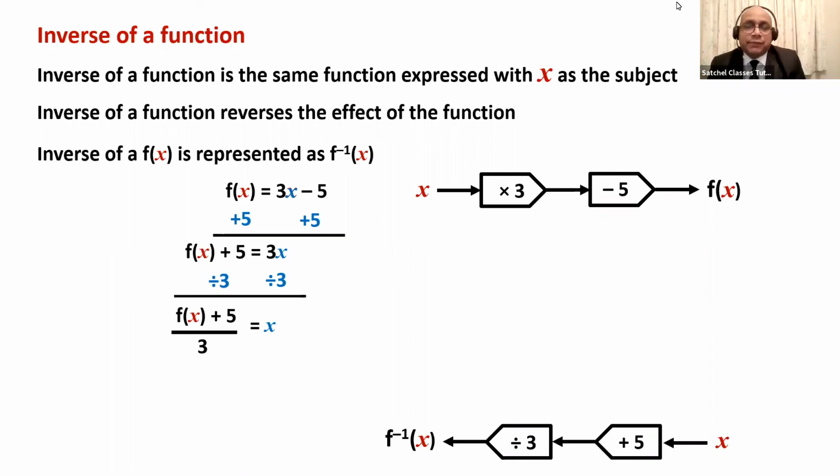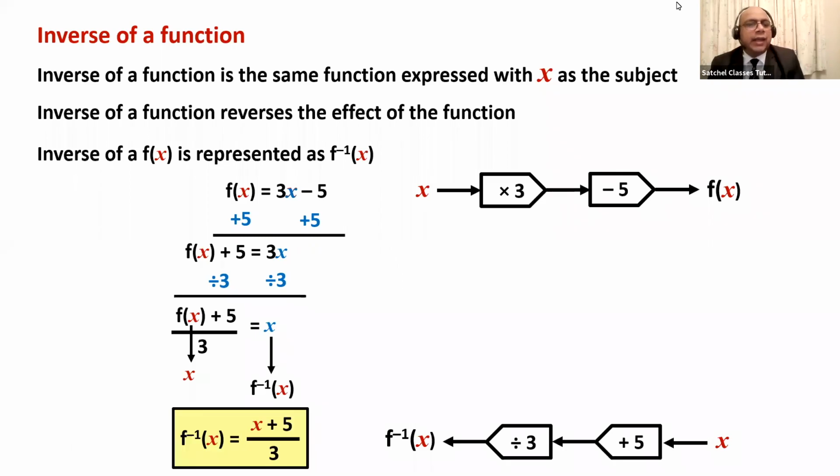And the final step to write it in the inverse form, remember, you replace x with f inverse of x and you replace f(x) with x, correct? So your final answer would then be f inverse of x equals x plus 5 divided by 3, which is exactly the same thing which we can see using the function machine representation.